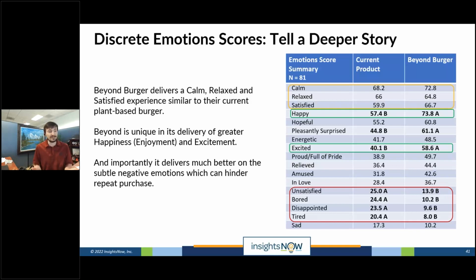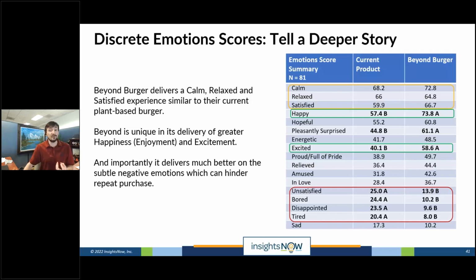And then one thing that's important about this as well is the negative side. So this is some of those subtle subconscious things we were talking about before that you get out of emotion implicit work, that you often will not see at all when you're doing scaled work with emotions. So here you've got a definite increase in the percentage of people with their current product, remember, this is the product they're currently using, that are unsatisfied, bored, disappointed, and tired when they use that particular product. Whereas we didn't see that with the Beyond Burger.